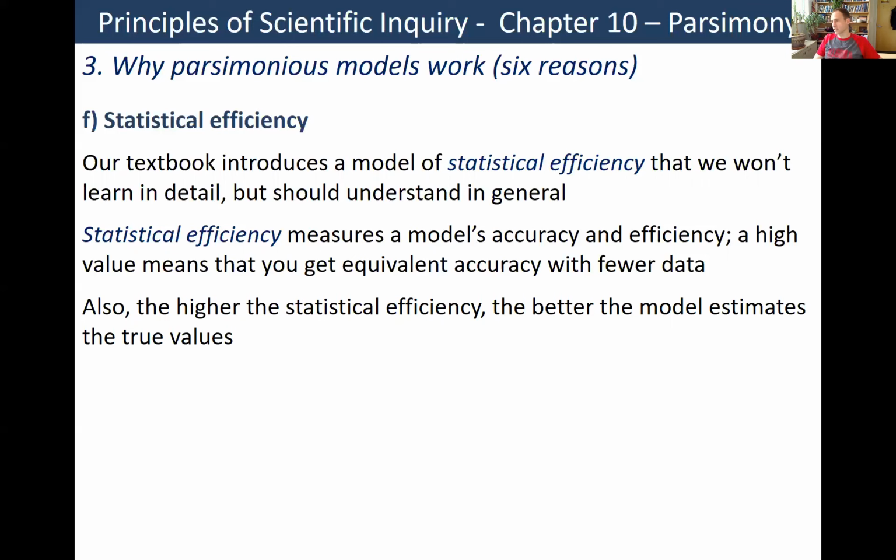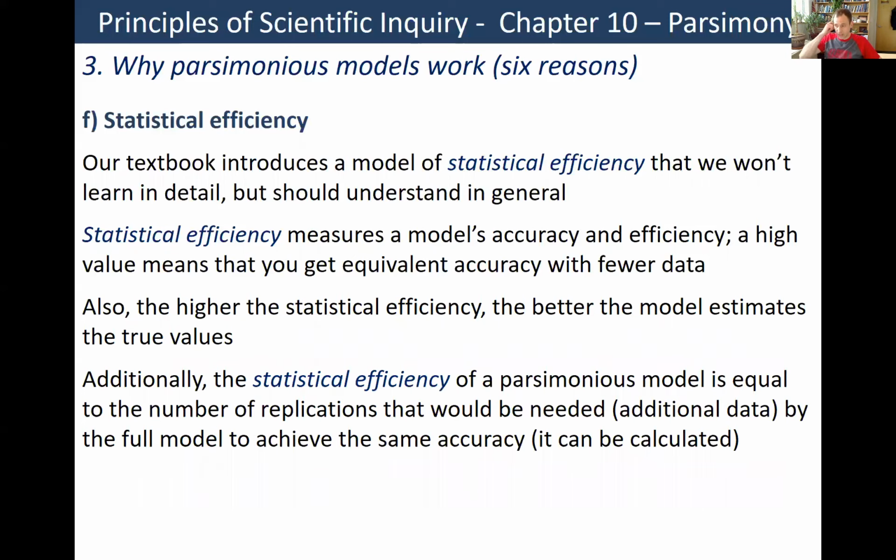The higher the statistical efficiency, the better the model estimates the true values. Additionally, the statistical efficiency of a parsimonious model is equal to the number of replications, additional data sets or groups, that would be needed by the full model. And now the full model is basically where the number of parameters equals the number of data points.